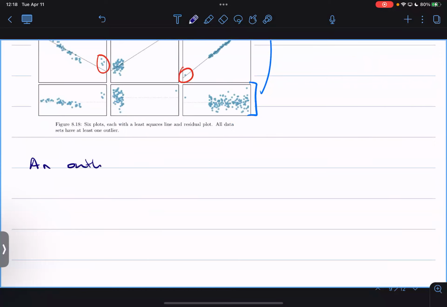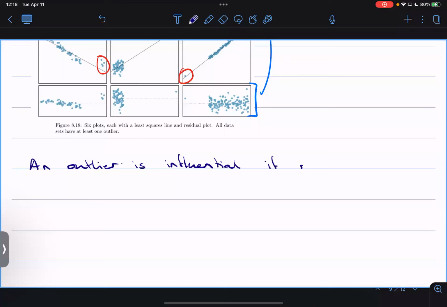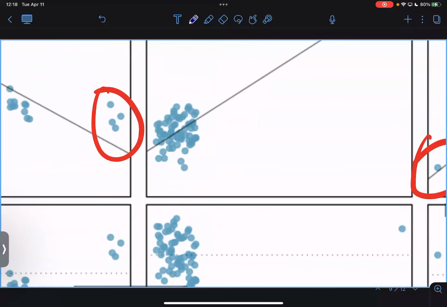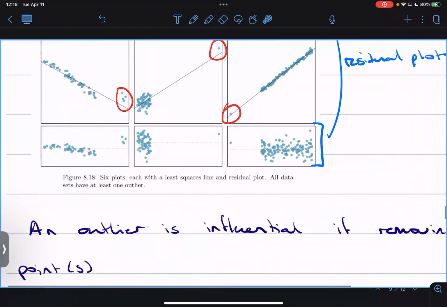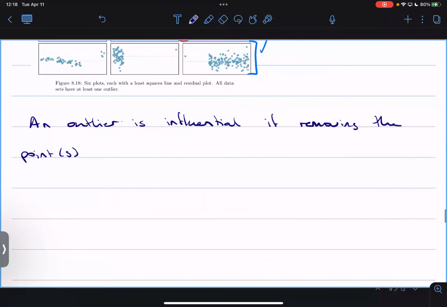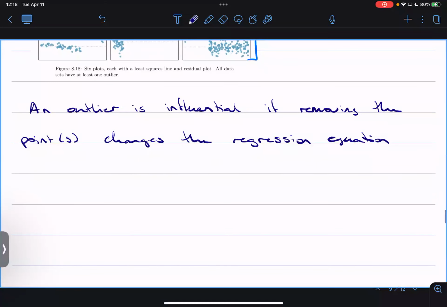An outlier is influential, we call it, if removing the points, potentially more than one, as we saw here, can be kind of a group of outliers, changes the regression equation significantly.